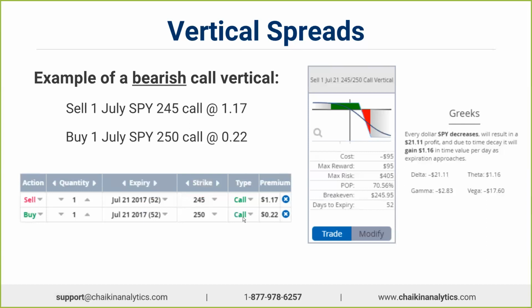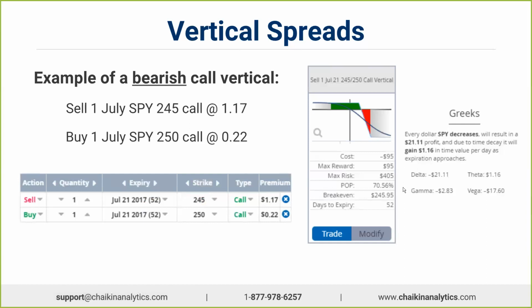Now, here's the thing. We could have bought the 246, let's say, and only had a dollar wide spread. That would make our risk a lot less, but that would probably also make the premium we take in very, very little. Maybe we only take in 10 cents and our risk is 90, something like that. So how far away you put that long leg versus the short one depends on how much reward versus risk you want to take and what your odds of success are going to be.